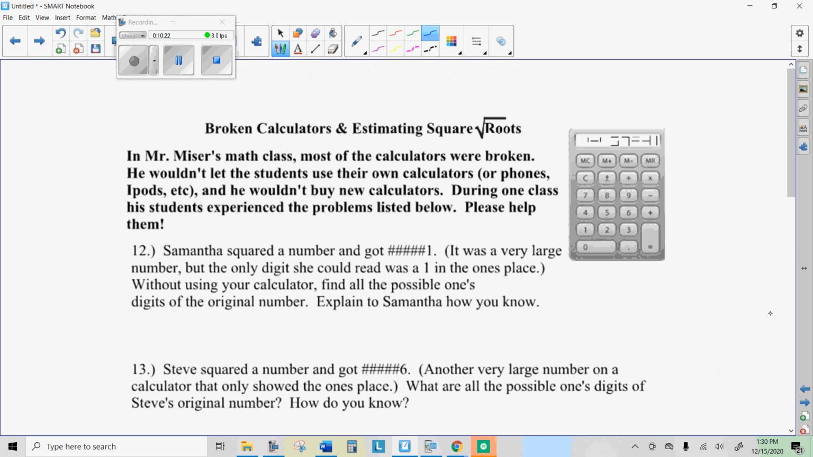All right, so in Mr. Miser's math class, most of the calculators were broken. He wouldn't let students use their own calculators or phones. During one class, students experienced these problems.